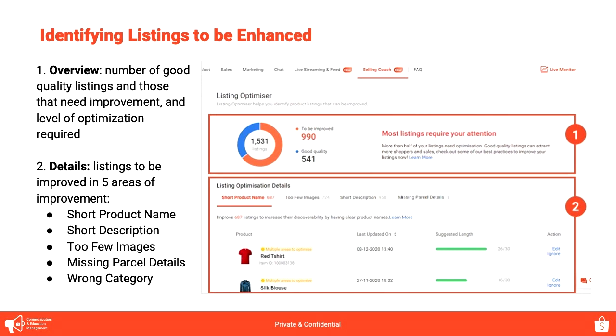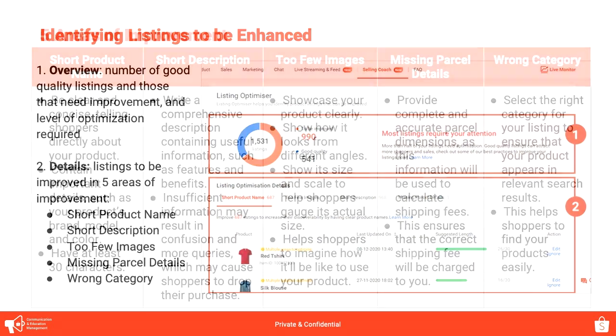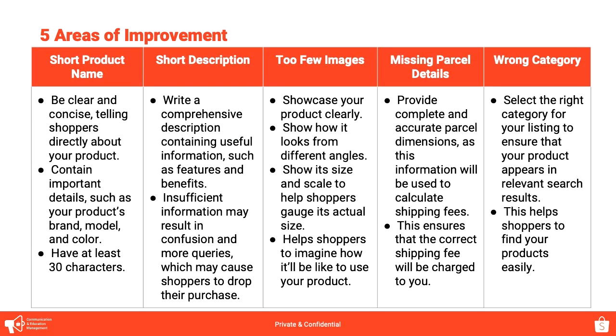So, nakalagay doon yung number of good listings nyo at yung listings na kailangan pa ng more improvement. So, parang meron siyang very simple chart dyan sa taas. And then next, doon sa baba, if you scroll down, you will see the details. Meron dyang 5 main areas na pwede ninyong gamitin to improve your listings. So, the first one is short product name.